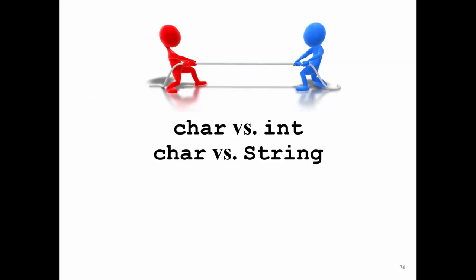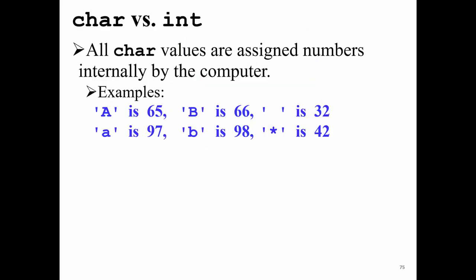The last thing I think we're going to discuss is char versus int and char versus string. So if I define capital A is equivalent to 65, small a is equivalent to 97, capital B is equivalent to 66, and space is equivalent to 32.